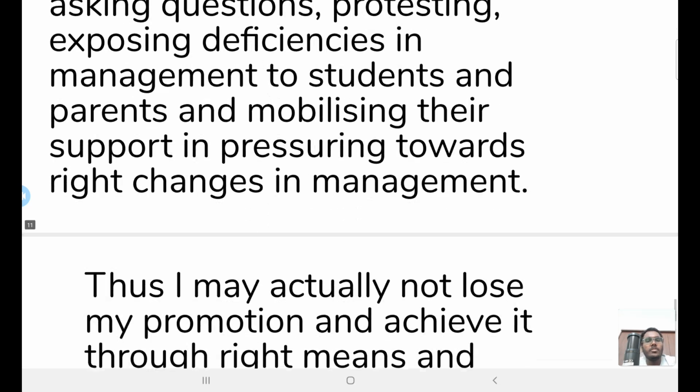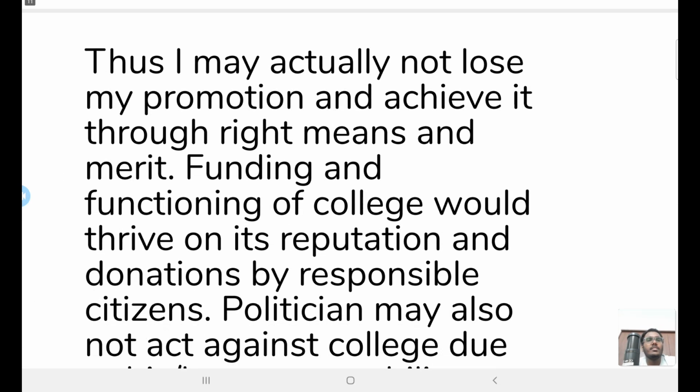And then if you are using these methods, that means I may not actually lose my promotion and achieve it through right means and merit. So this is the important benefit. You might not actually lose the job. In fact, you might get the job through right means and merit. And also your reputation will now increase. Your relationship with students and parents would increase.